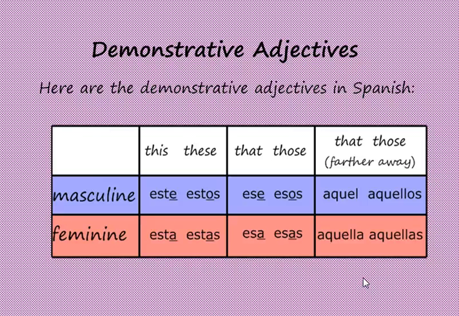An easy trick to remember the difference between this and these is a little rhyme. This and these have T's, that and those, no T goes. So that is just a little memory aid to help you remember which ones are which.